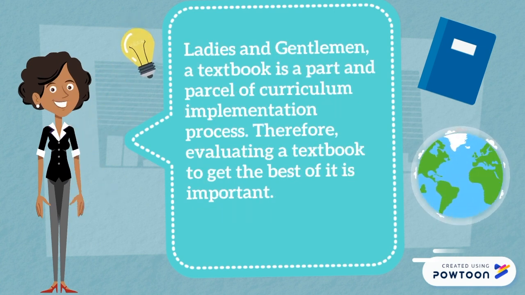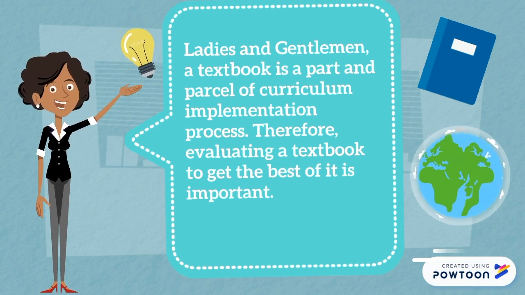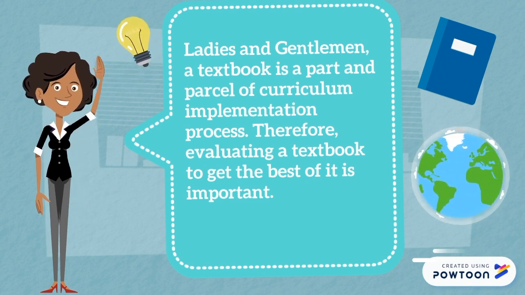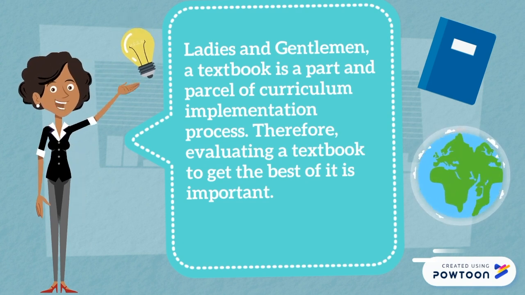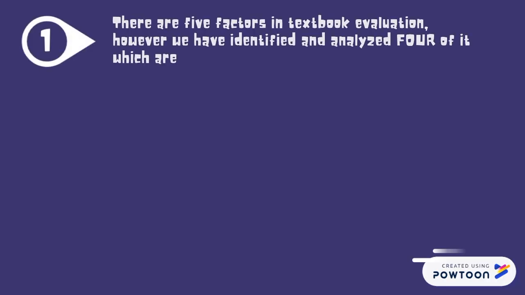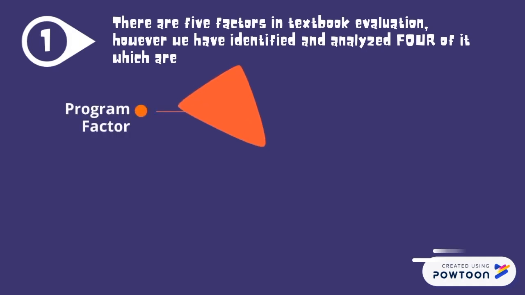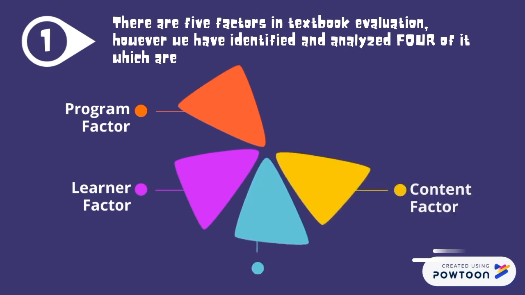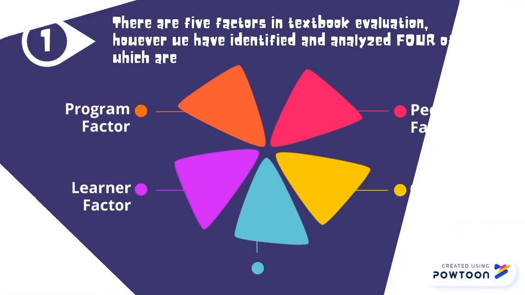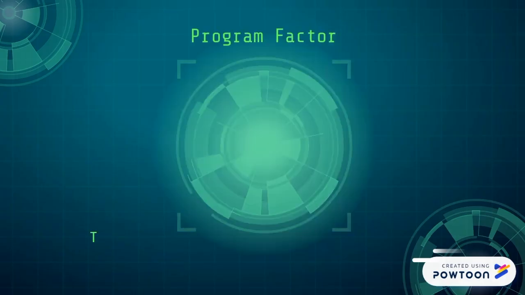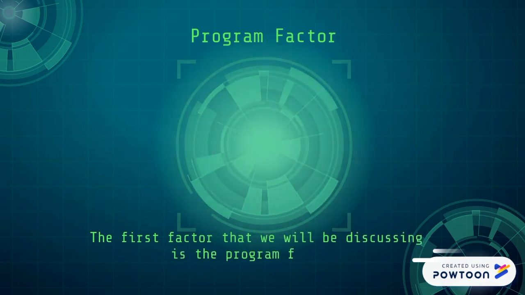Ladies and gentlemen, a textbook is a part and parcel of the curriculum implementation process. Therefore, evaluating a textbook to get the best of it is important. There are 5 factors in textbook evaluation. However, we have identified and analyzed 4 of them, which are the program factor, learner factor, content factor, as well as pedagogical factor, which you will witness in depth shortly. Thank you. The first factor that we will be discussing is the program factor.